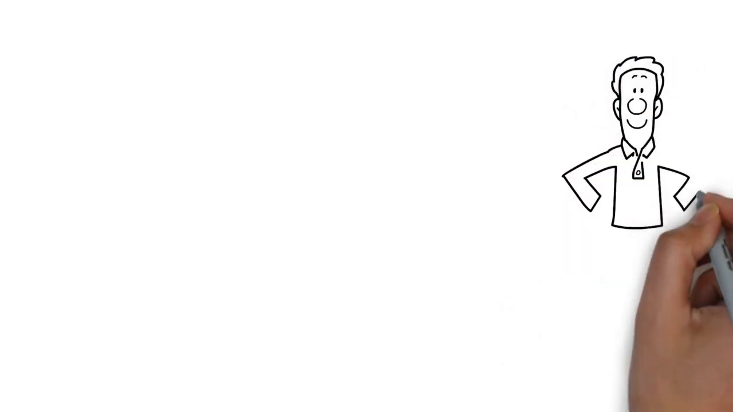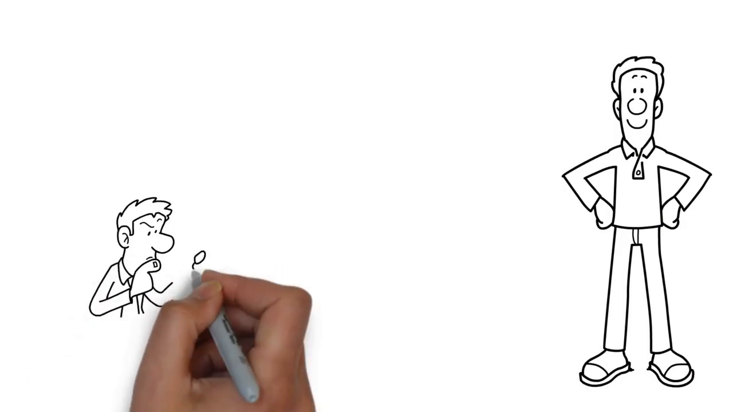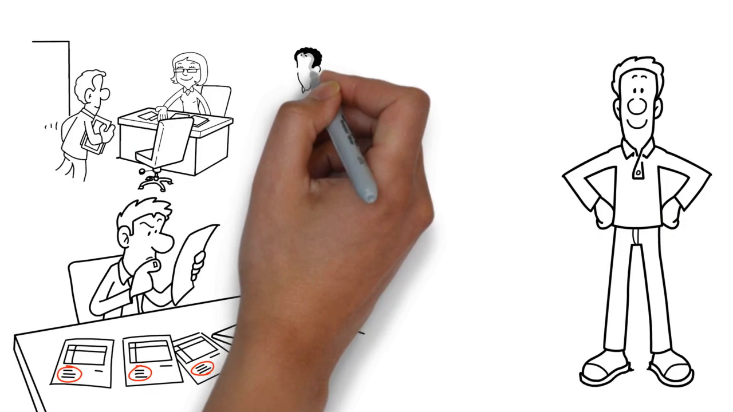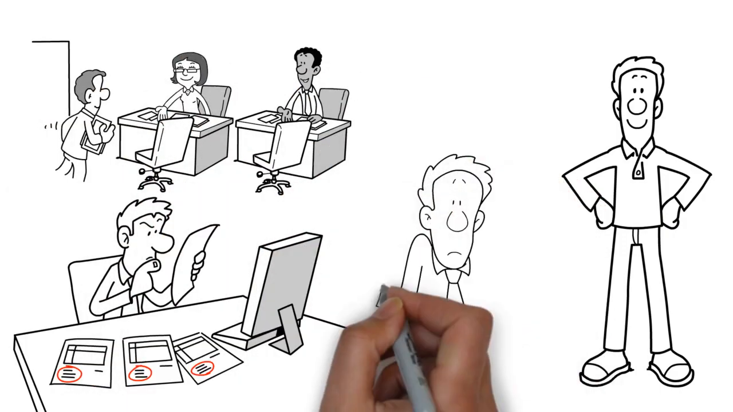Meet James. James is the CFO of a software company. Every Monday, he reviews monthly reports from finance and sales. And today, figures don't match. Again. He asked Ben from finance and Judy from sales for an explanation.